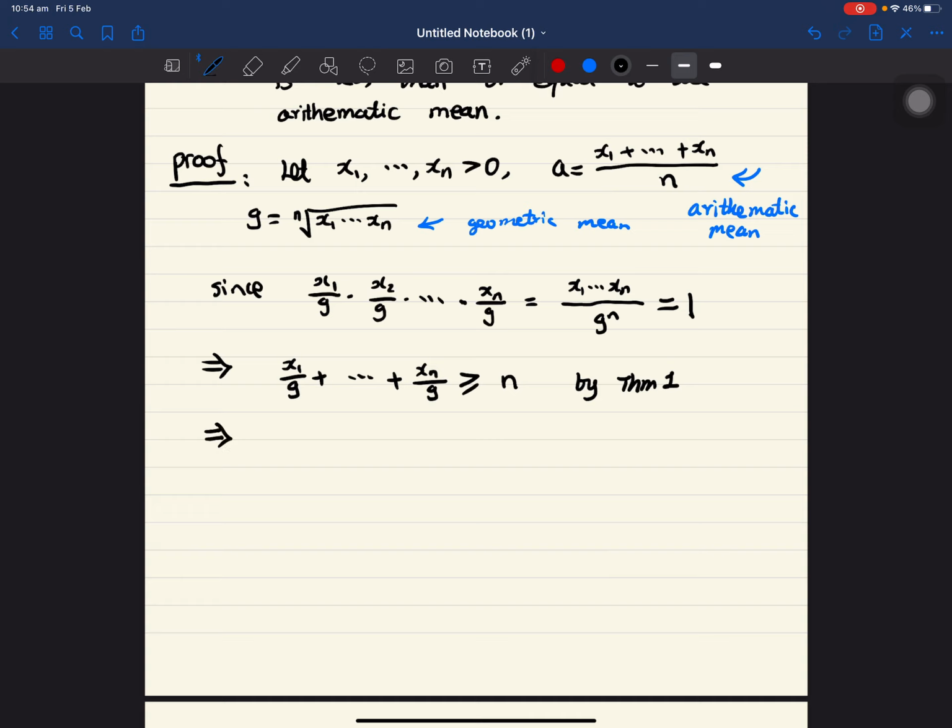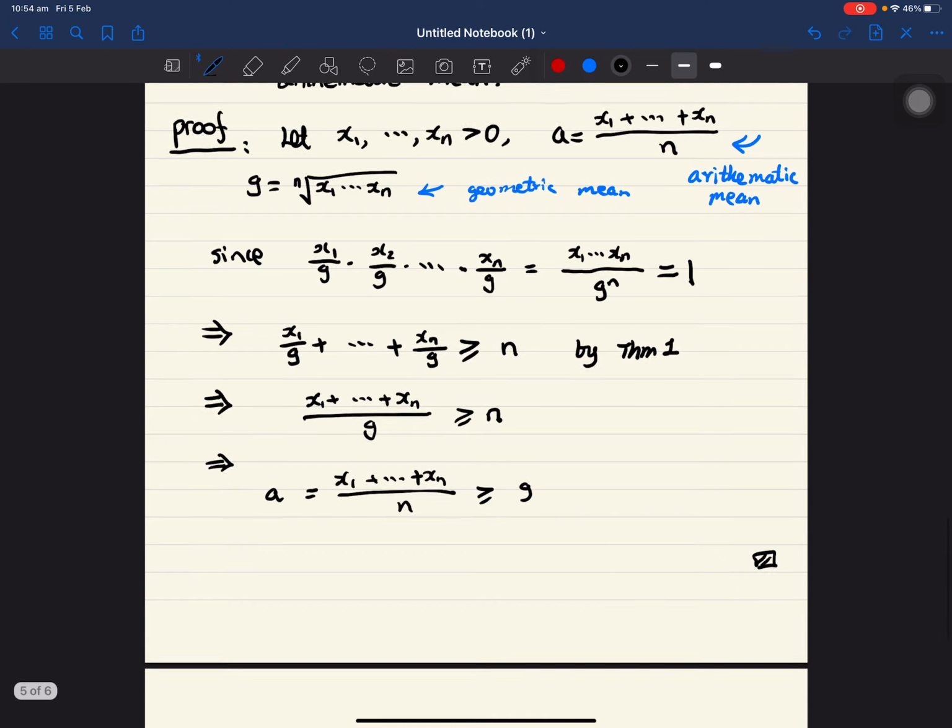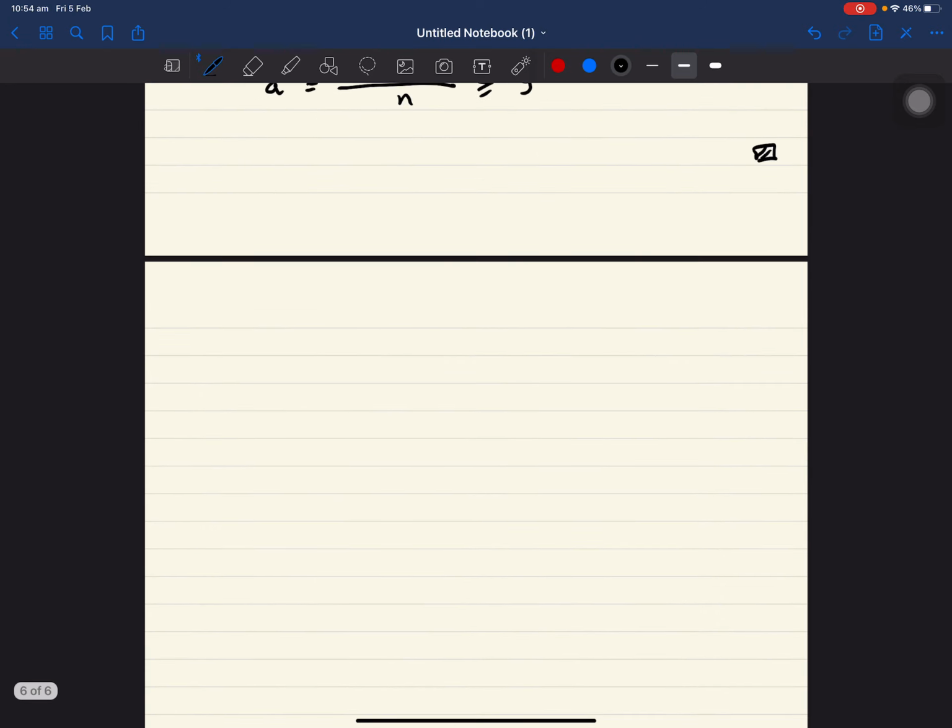So we do a little bit of algebraic rearranging, and finally we have that x1 plus all the way to xn over n is greater than or equal to g, and that is our arithmetic mean. Next, I'm going to show you a corollary using the geometric mean and arithmetic mean, but before that we need some definitions.